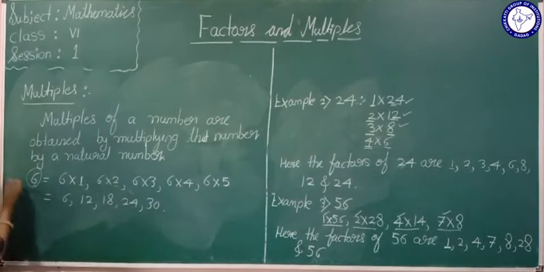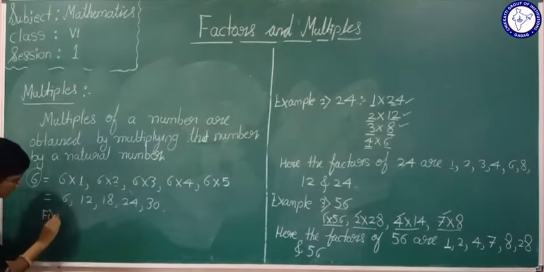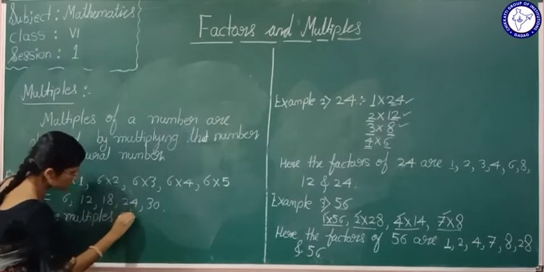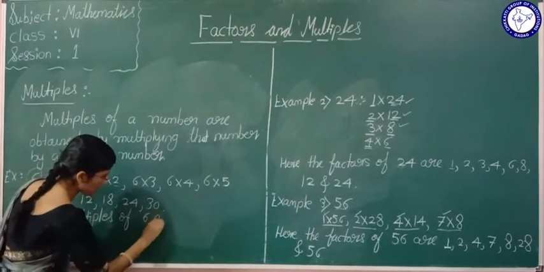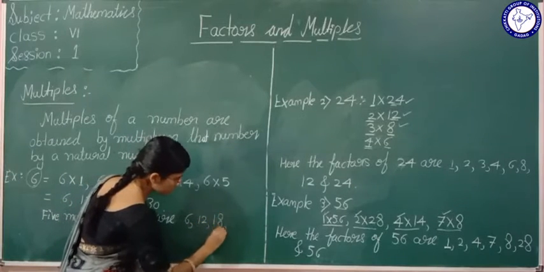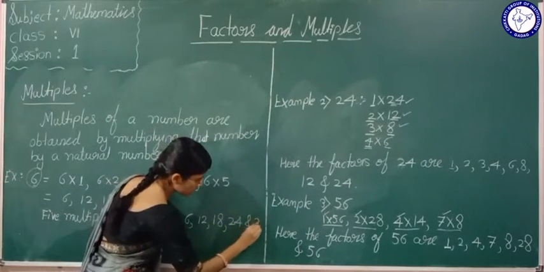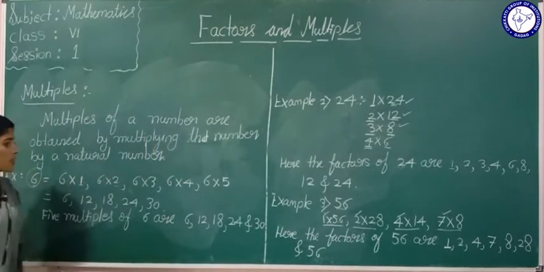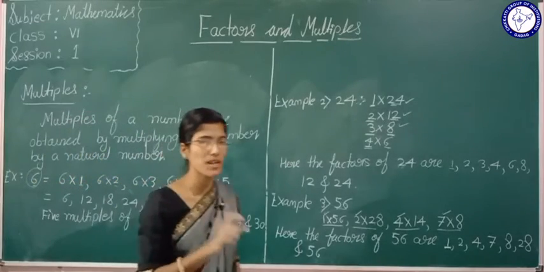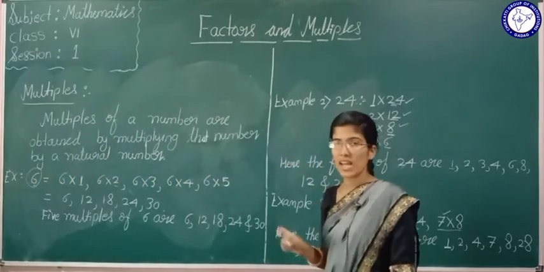So what we can tell here: the 5 multiples of 6 are 6, 12, 18, 24 and 30. See how we are going to obtain the multiples? It's simple. A multiple of a number is obtained by multiplying that number by a natural number.